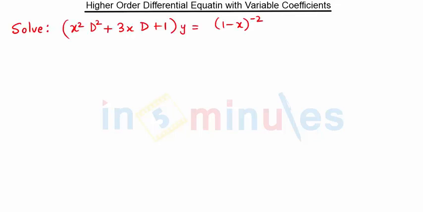In this video, we are going to see the next problem on higher order differential equation with variable coefficients. So this is our question. If you see here, we have x square, x term. So this is a variable coefficient type of problem.